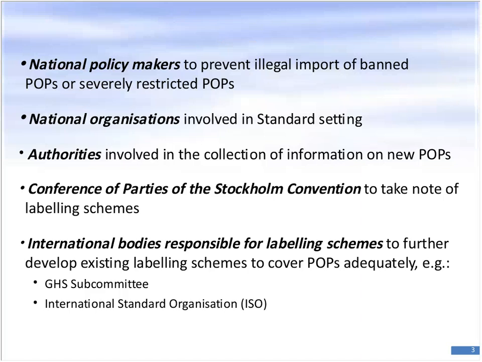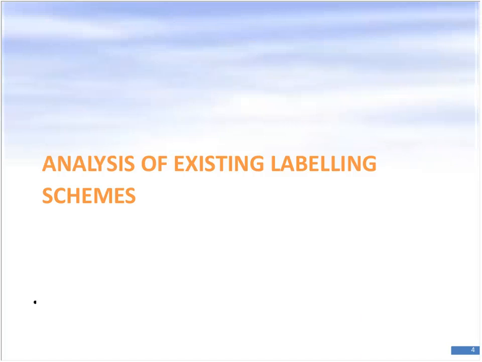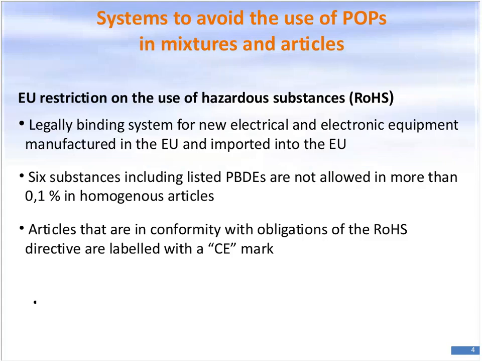Next slide. The first thing that has been done was to analyze existing labeling schemes. There are schemes where there is information exchange along the supply chain that certain chemicals are not in mixtures or articles. So these are systems that could help to avoid the use of POPs in mixtures and articles and communicate along the supply chain that these chemicals are not in there.